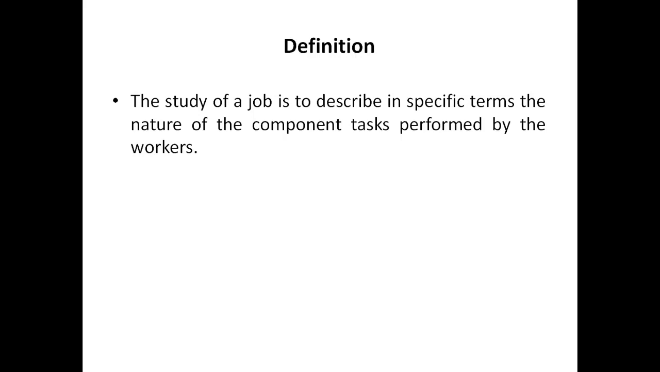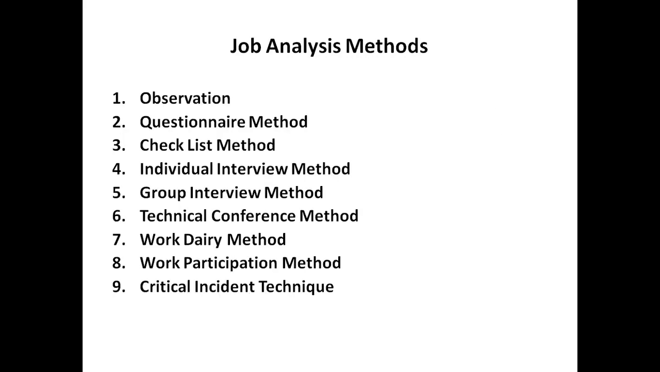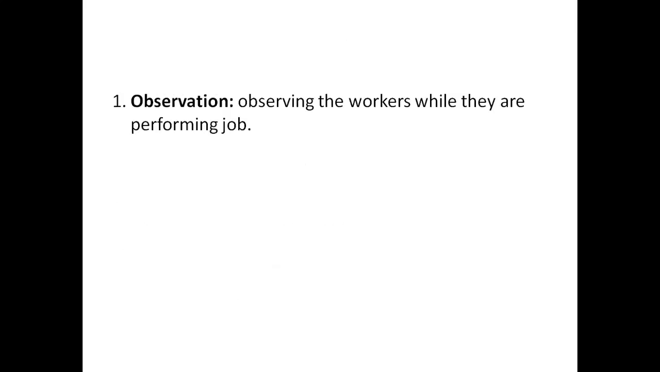Thus, for the overall betterment of the industrial organization, evaluation and analysis of each and every job into different components, and an accurate and minute study of such components, is extremely essential. Various methods are used in the job analysis process. They are observation, questionnaire method, checklist method, individual interview method, group interview method, technical conference method, work diary method, work participation method, and the critical incident technique.